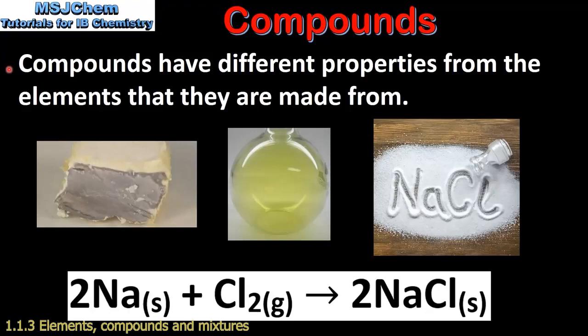Compounds have different properties from the elements that they are made from. An example of this is the reaction of sodium with chlorine to produce sodium chloride. Sodium is a reactive metal and chlorine is a poisonous yellow-green gas. Together they react to form sodium chloride, which is also known as salt. The compound formed, sodium chloride, has very different properties from the elements from which it is made.